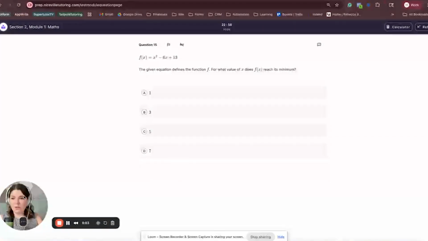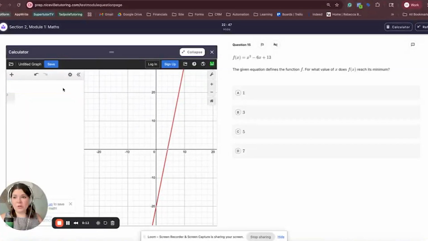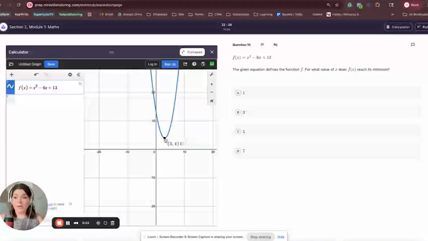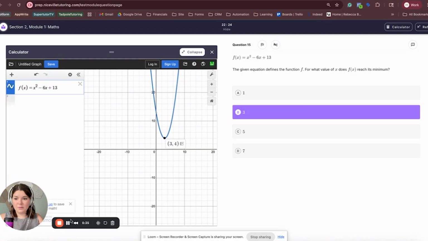Okay, so a really good way to use Desmos on a basic level is to find your parabola mins and maxes. These come up on a lot of tests, but they're really straightforward. So let's go ahead and do this. You've got f of x equals x squared minus 6x plus 13. And it's asking for what value of x does f of x reach its minimum, and I'm seeing 3, and I'm seeing 3, so the answer is 3.